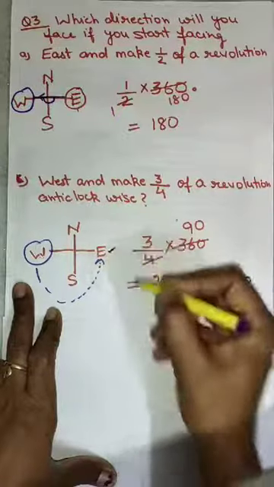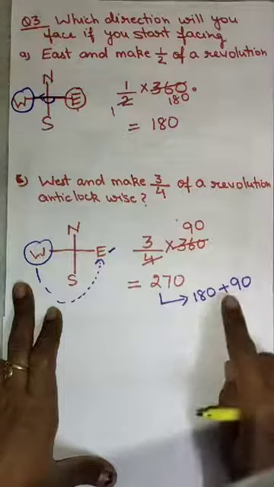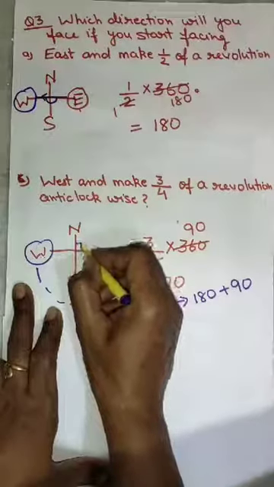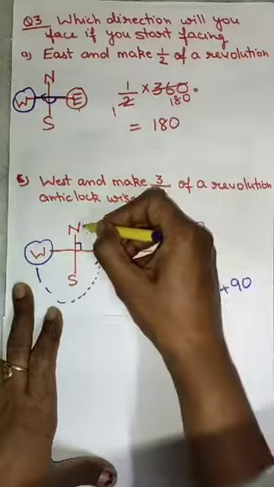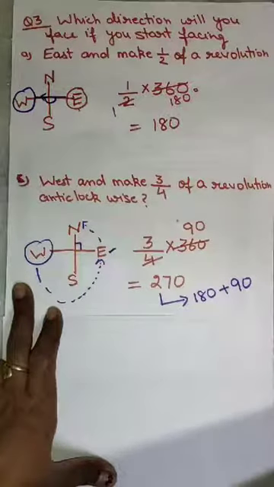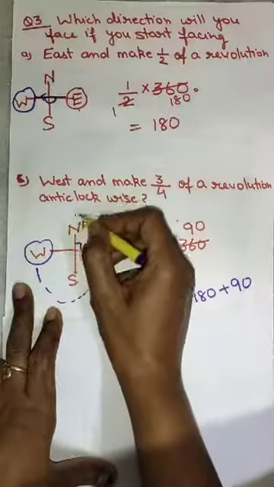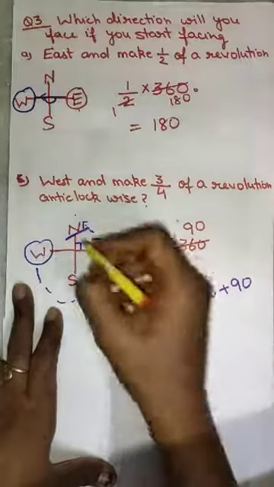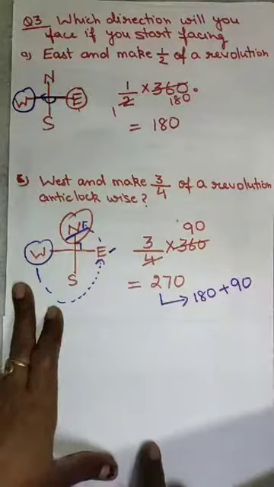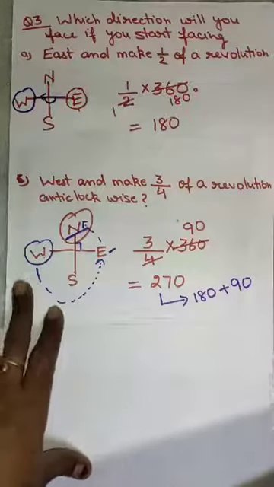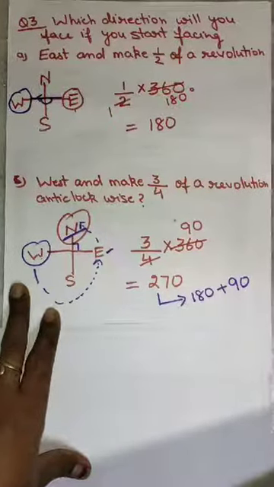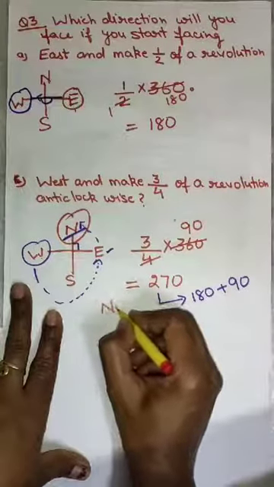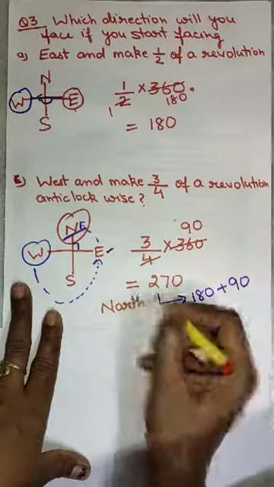Up to here our 180 degree is done. Now plus 90 degree more. 90 degree more means this we have to cover more. That means we will reach up to north. Okay. So north is our answer. If we start from west and make 3/4 of a revolution anti-clockwise, we will reach north.